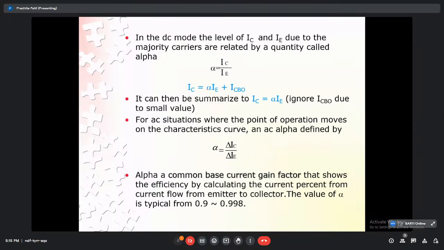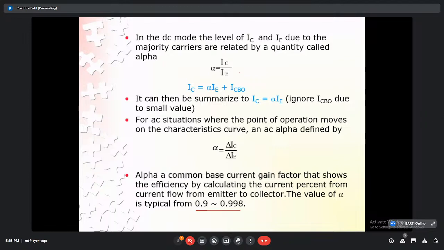Now alpha is also the current gain. Alpha is the current gain for the common base configuration, and the value of alpha is always less than 1. You can see here typically it is 0.9. That is why if we want to amplify the voltage, we can use the common base configuration as a voltage amplifier. So alpha is equal to IC upon IE.